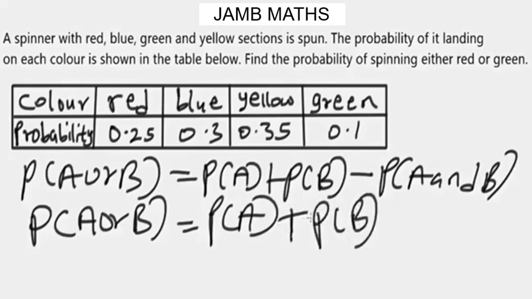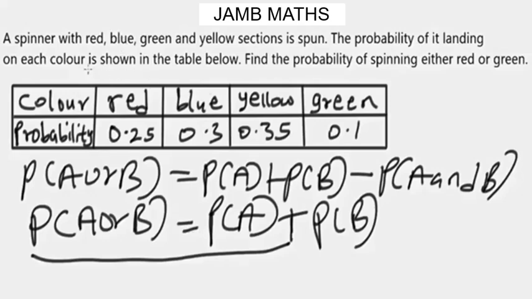So this is basically what we're going to have when two events, let's say A and B, can't happen together. Now note that when two events can't happen together, they are called mutually exclusive events, which is typically what we have here. Now, having known this basic information about the OR rule for probability, let's go ahead and solve this question I have here.